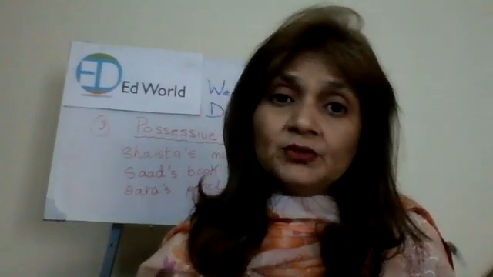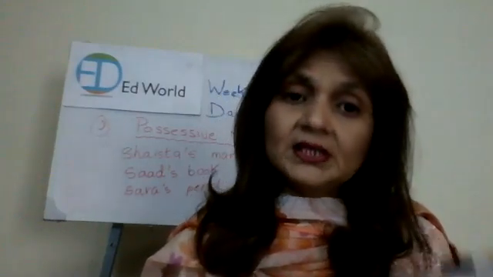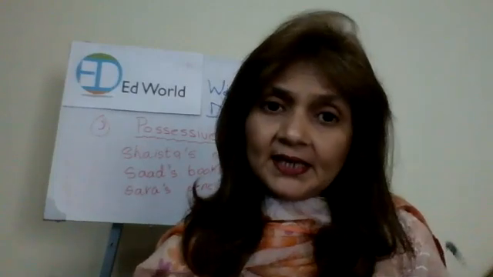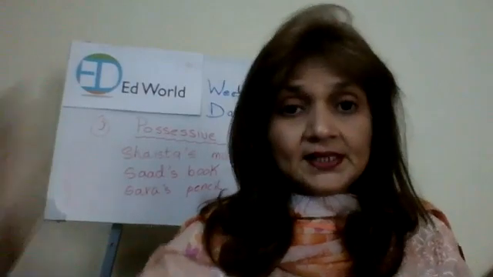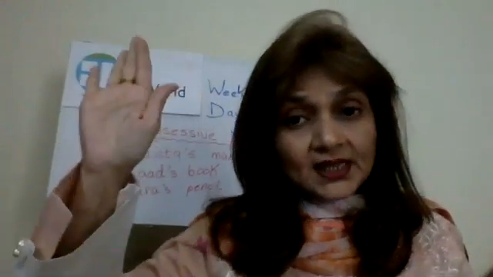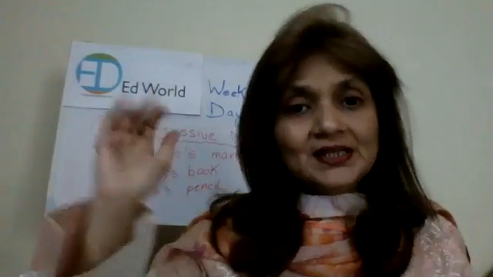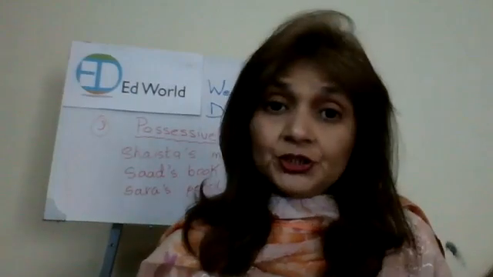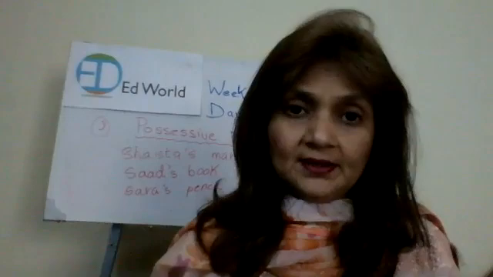Whose letter was that? It was Lara's. So the letter belongs to Lara. So you have written Lara's letter. In the same way, Amy's hand, that hand is of Amy's. You can say Shaista's hand, because this hand belongs to me. So it is Shaista's hand. But you have to write apostrophe and S to show this.